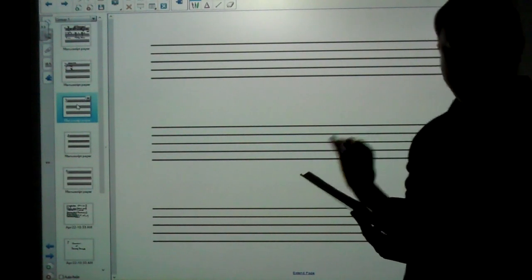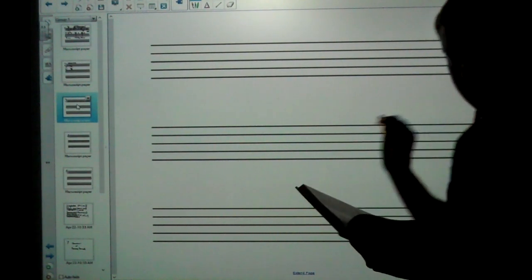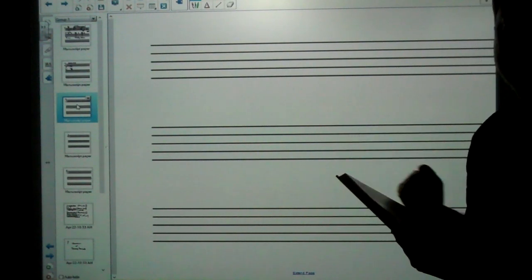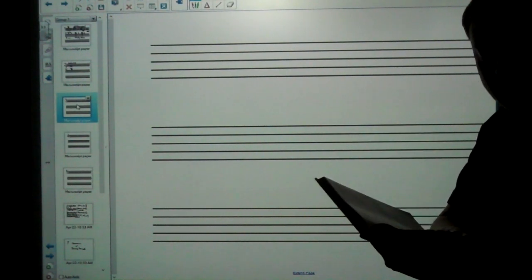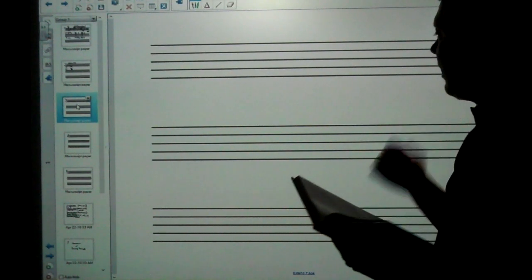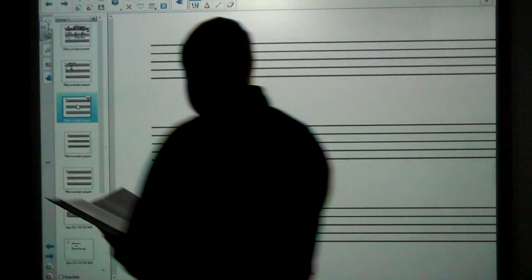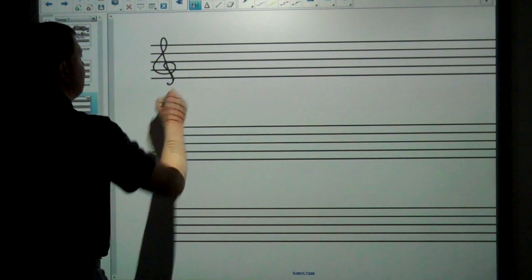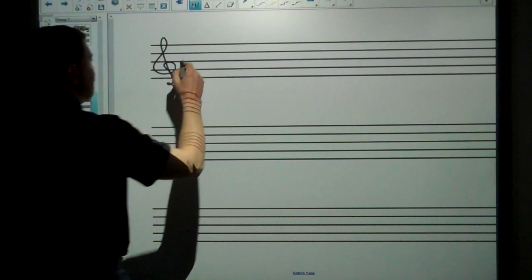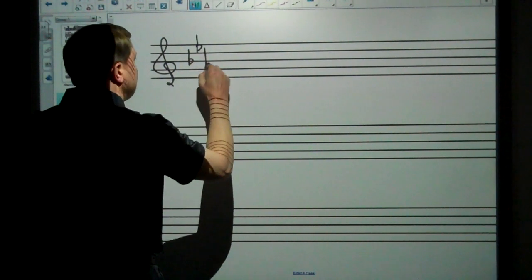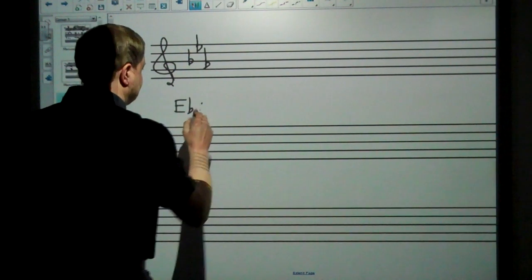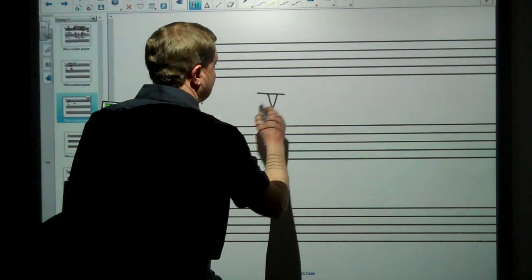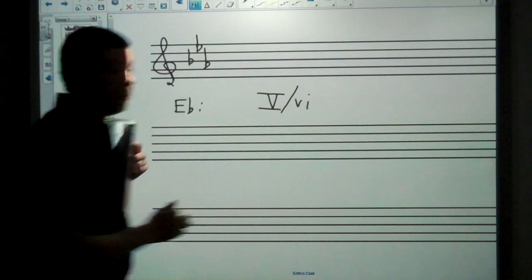Now on page 258 of your textbook, this is a very important page. The 3 steps for spelling any secondary dominant correctly are listed right there, and you can just follow them in order. Let's go through an example right now. I'll maybe even use the example that's in the book on page 258. So let's say we are in the key of E flat major, and we need to spell a secondary dominant, such as this one, a 5 of a 6 chord.